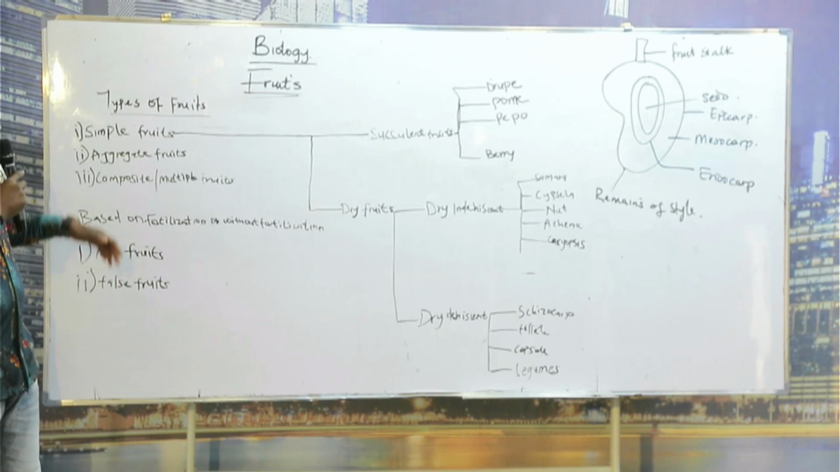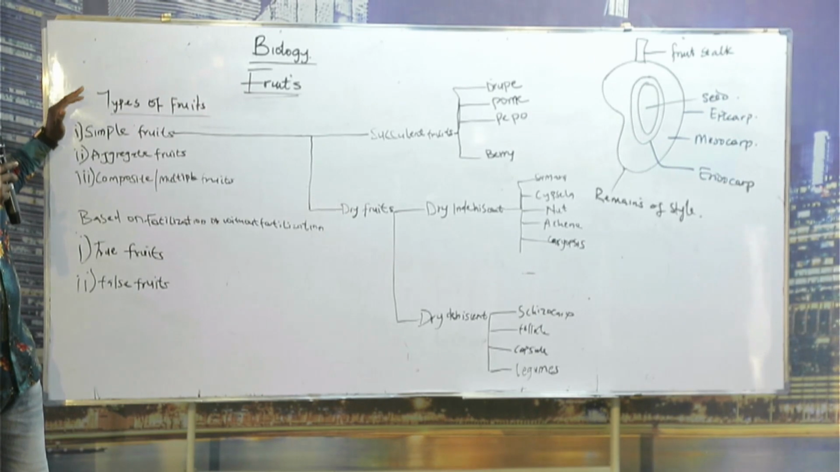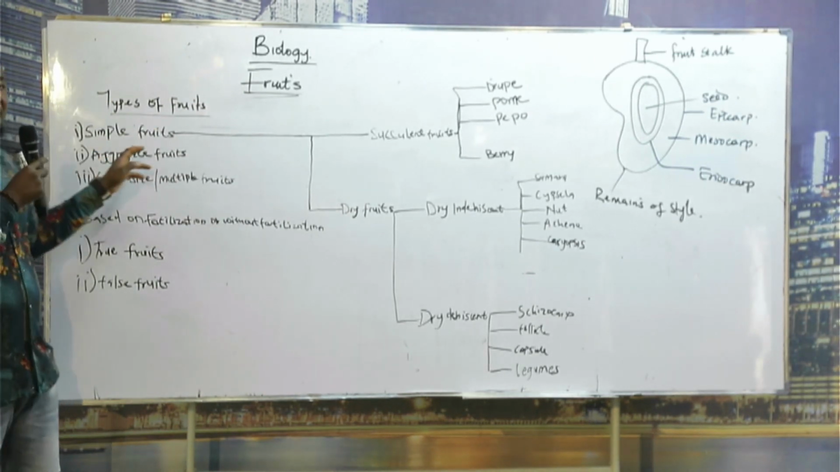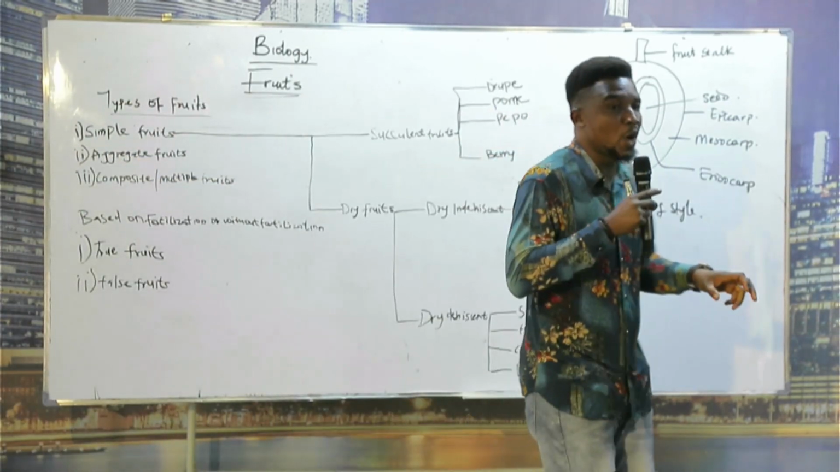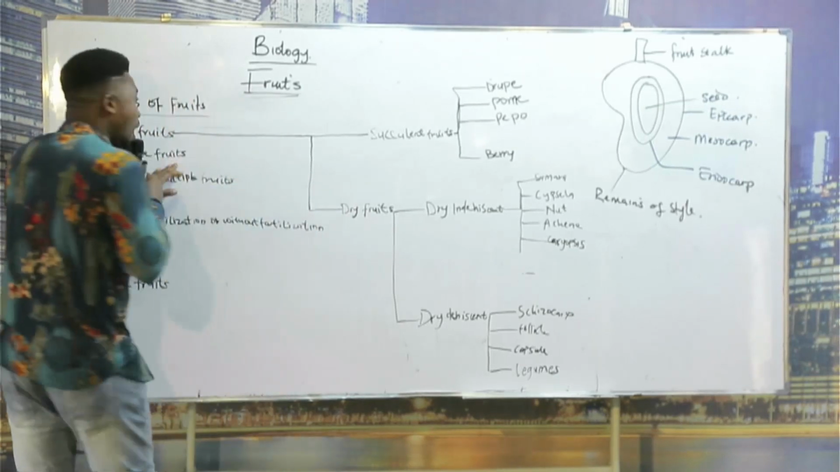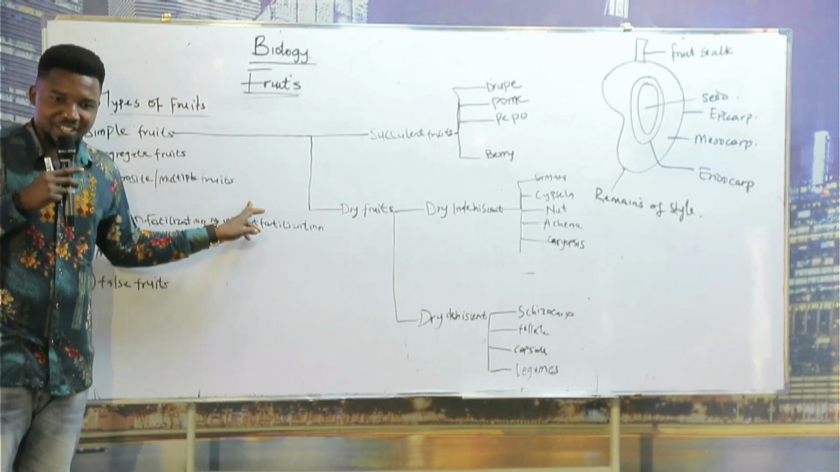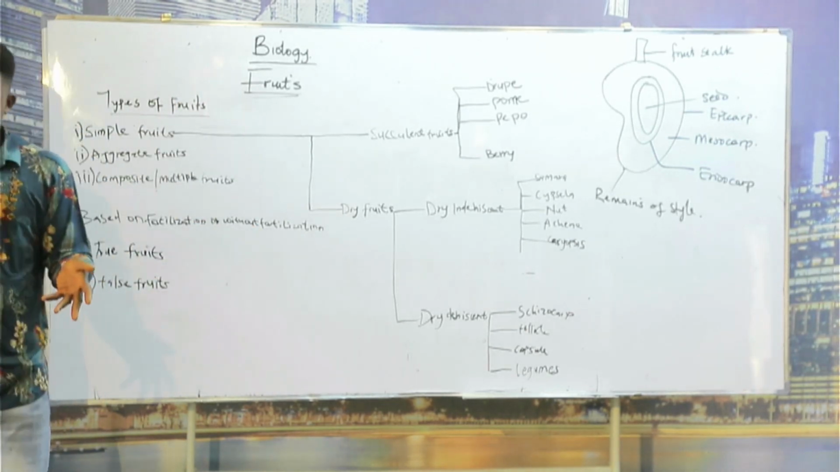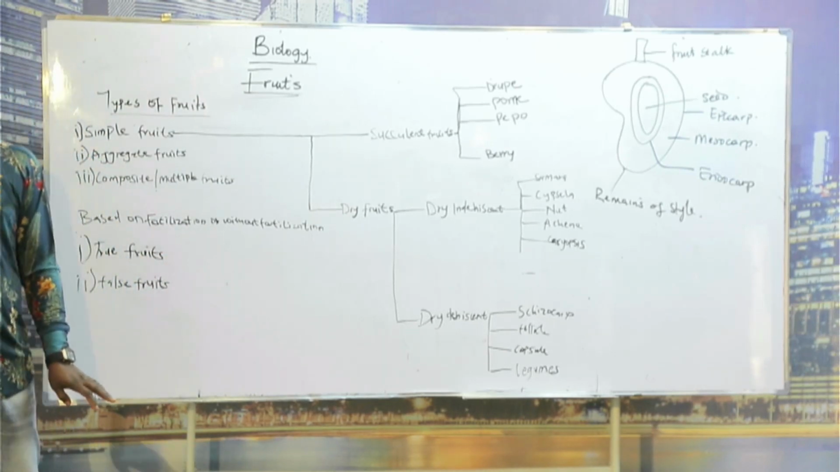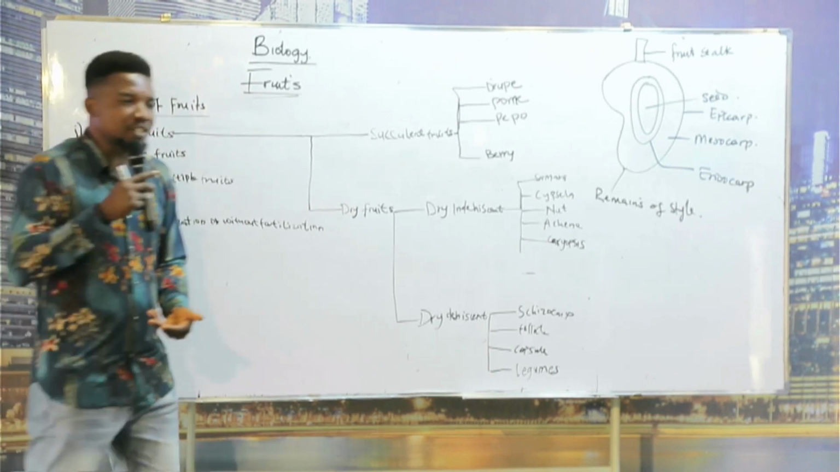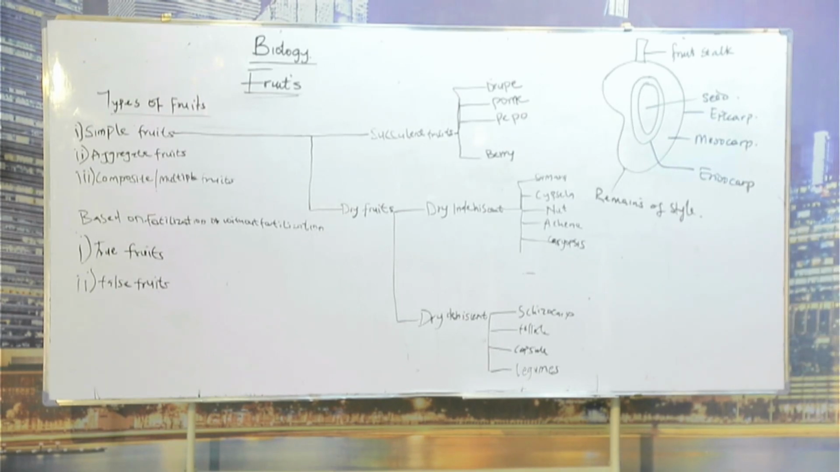So we are doing this category according to the context. Now this context is according to what? Type of flower. Just like I explained, simple fruit comes from where? Monocarpous flower or syncarpous flower. Aggregate fruit, apocarpous flower. This one is inflorescence or all the part of flower, right? Then true fruit and false fruit is based on whether the fruit is formed directly from ovary or other part of a flower.